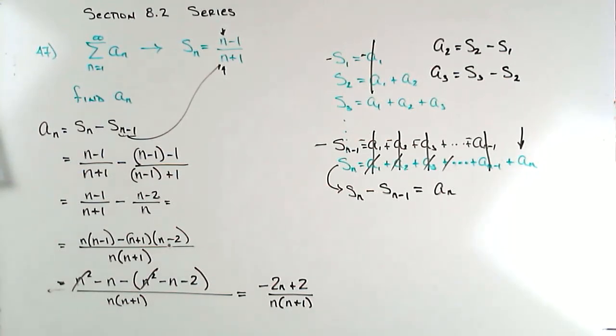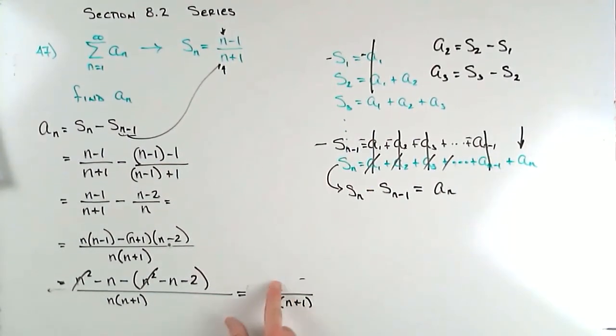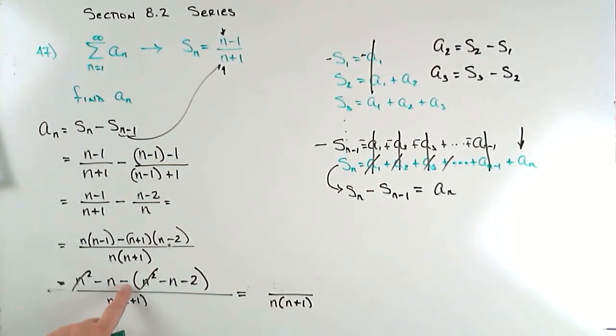All right, so there's an algebra mistake right here. This is minus n, and that's minus n minus n. These go away, and so these cancel, because that's a negative n, two negatives make a positive. So we just get negative 2 over n times n plus 1. Well, I'm glad my phone rang then. So that's our general term.